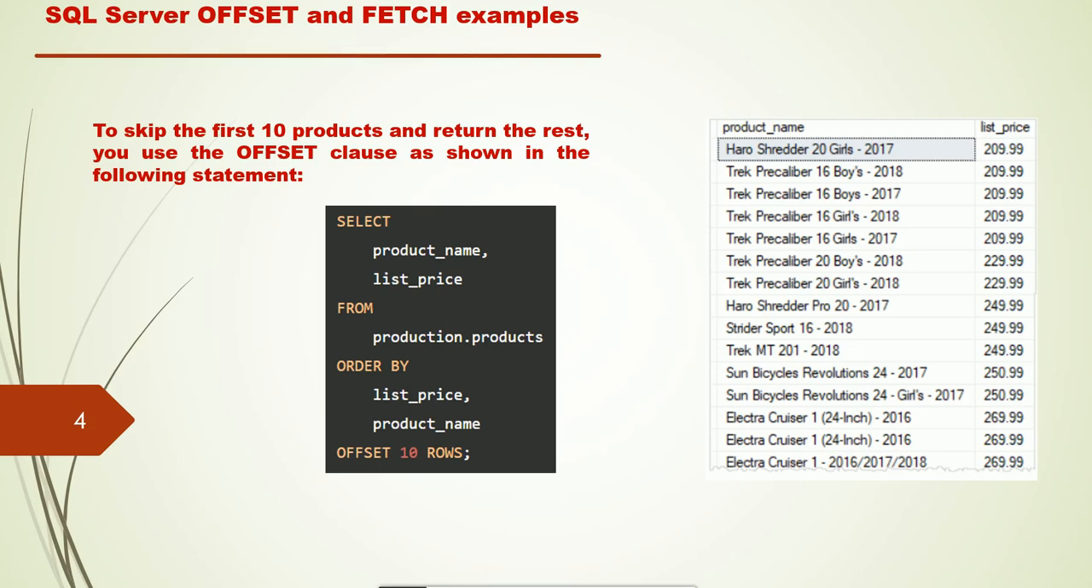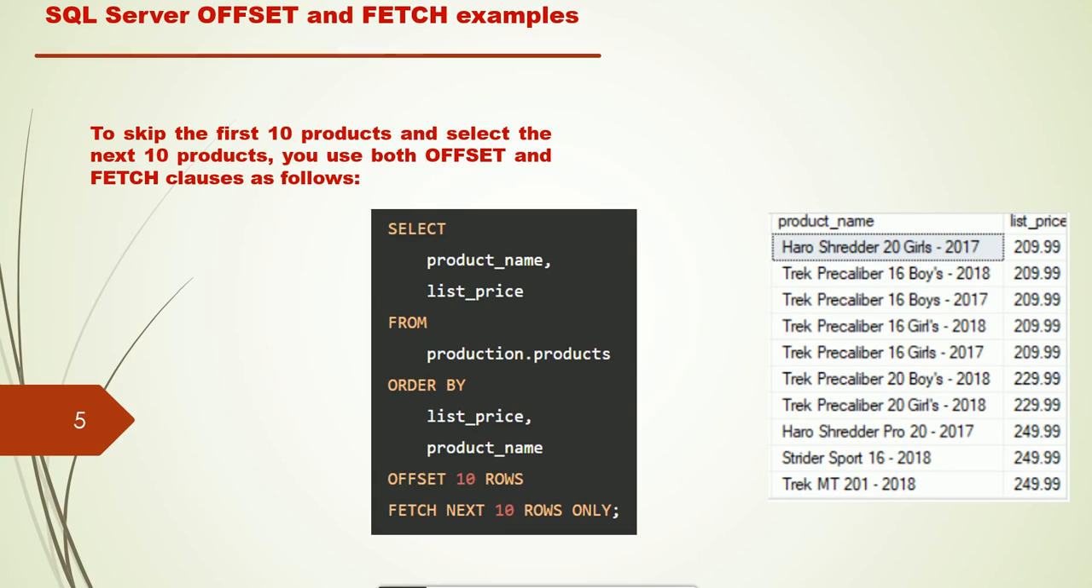Now we will move to the next slide. To skip the first 10 products and select the next 10 products, you can use OFFSET and FETCH clauses as shown. Means you can display a number of records after the starting first 10 records. First you have to skip 10 products, and then after it will show the next 10 products.